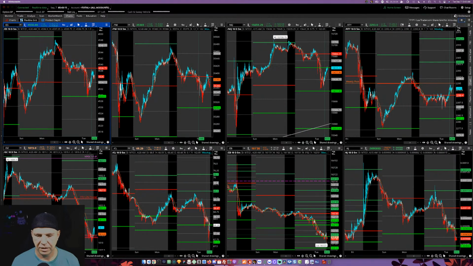As far as bonds go, I read somewhere that interest is higher on the 10-year. So that's not bullish. That's bearish. Okay. And the yen is down.